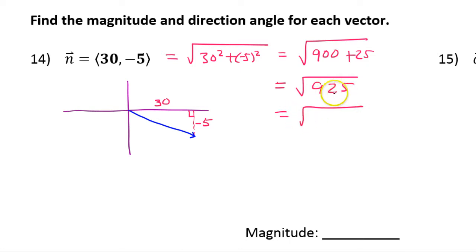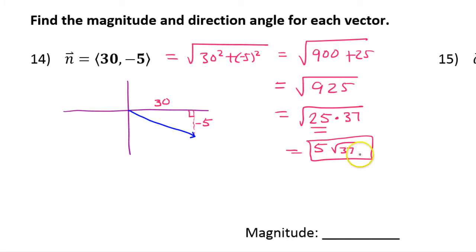I'm seeing the 25 here, so clearly 925 is divisible by 25. A little four-function calculator action. 925 divided by 25 reveals that 25 goes in 37 times. So 25 times 37. 25 being a perfect square, this will become 5 radical 37. So wanted to get that out of the way.